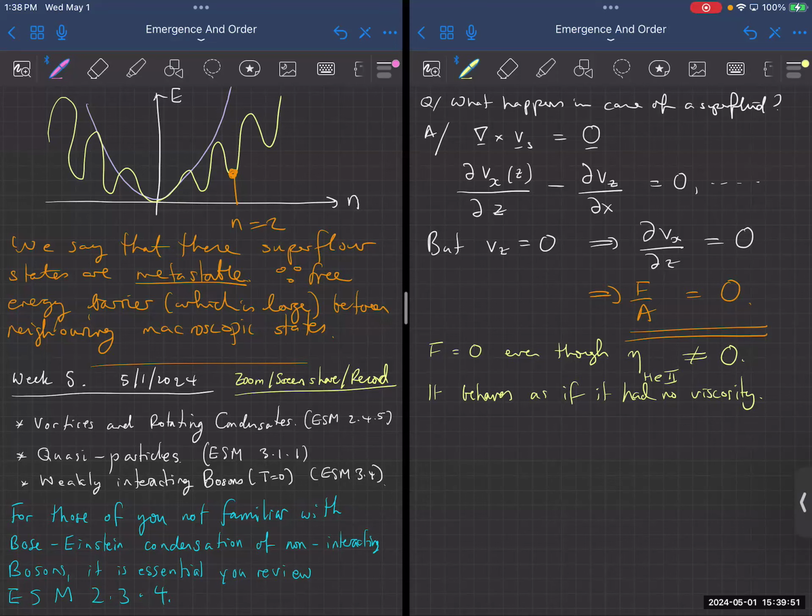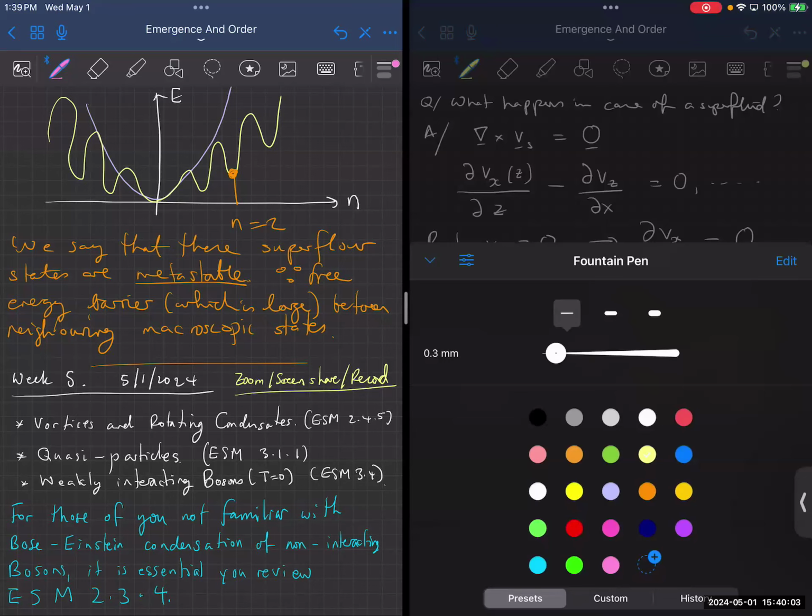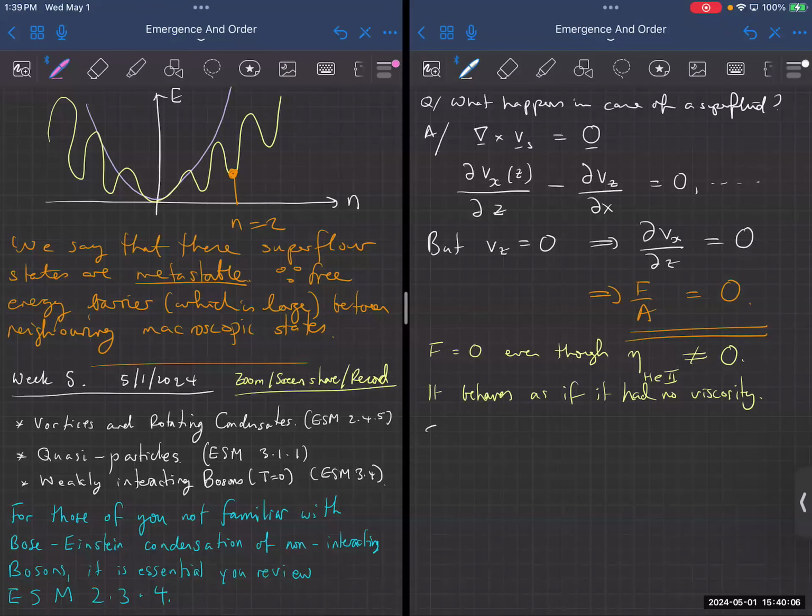Okay, so now I'm going to tell you some new stuff. So the next thing we're going to do is we're going to look at section 3. Let's use a different color. We're going to look at section 3.1.1. And we're going to start talking about quasi-particles.